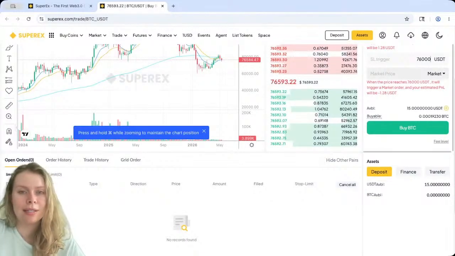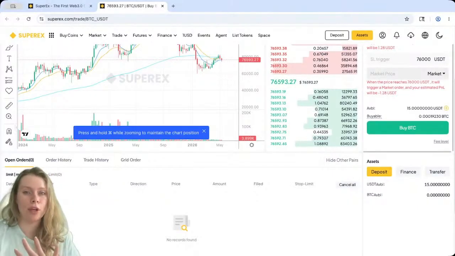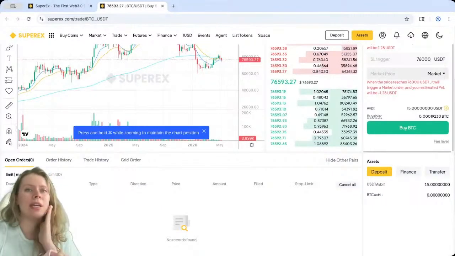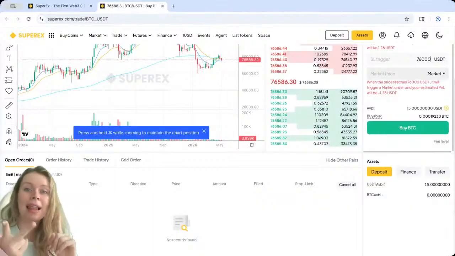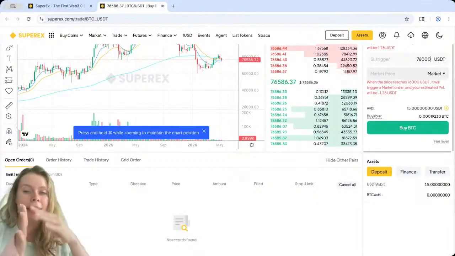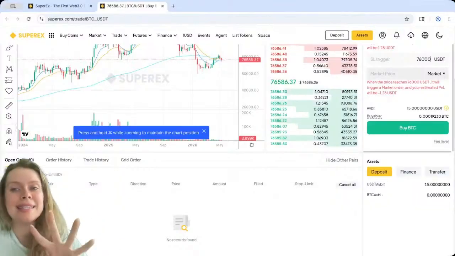Straightforward, to the point. That's the entire workflow. It honestly took around 5 minutes to go over everything. Buy, pair, limit, price, amount, TP/SL, and then buy. That's 7 steps, less than 5 minutes.